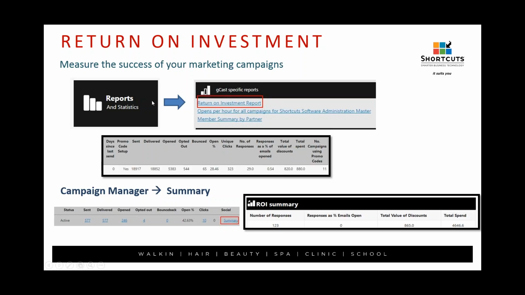are going out via email or via a campaign through GCast, that we're setting up a promotion code. So within GCast, once my campaigns have been running and going, I can go into my reports and statistics section. I can go into my return on investment report, and I'll actually be able to see the number of clients that brought this back and the percentage of responses, as well as the total amount spent. I can also look at this information if I go to Campaign Manager, and I look at the summary of that campaign. You can see here that I can easily see number of responses, total discounts, and total spend.